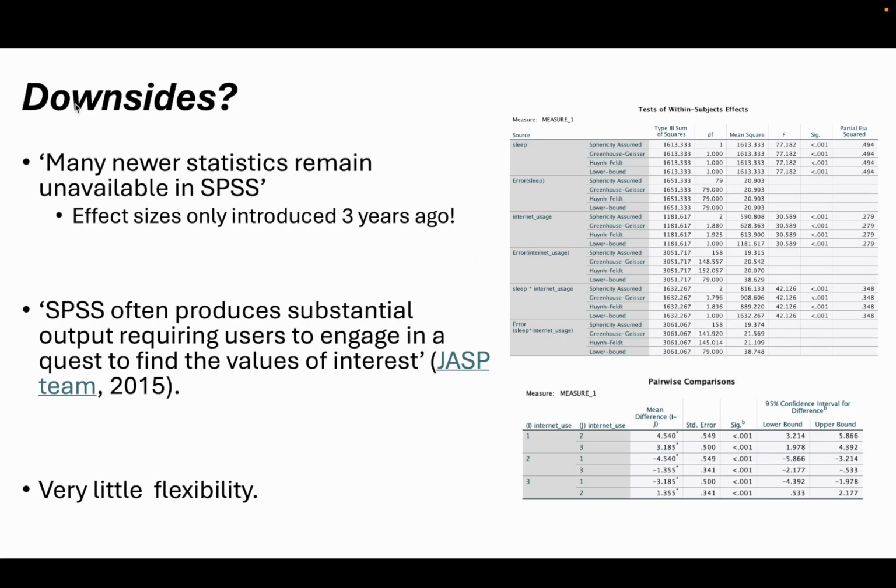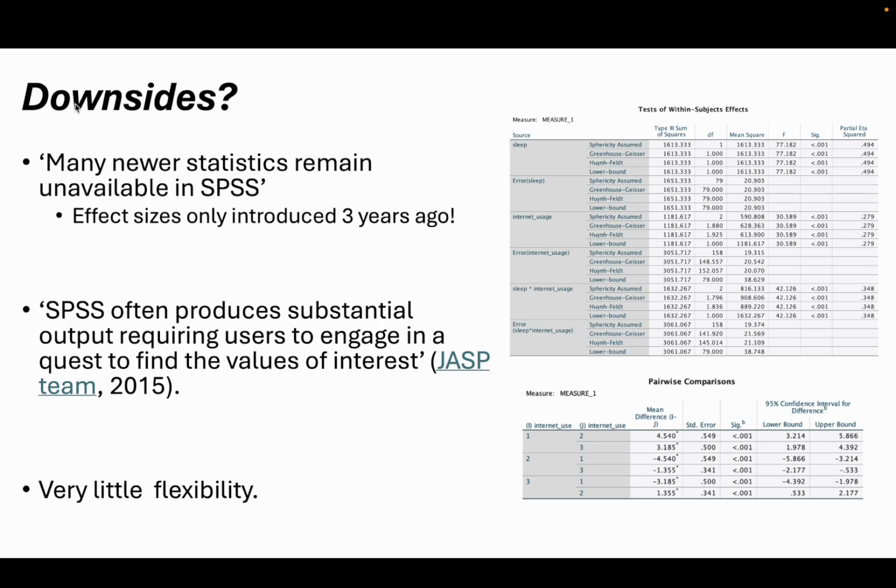Some of the downsides that have been noted then is, well, the first one is simply that neuro statistics are unavailable in SPSS. Shockingly, the button for effect sizes was only introduced three or so years ago. A lot of statistics will not be covered, and I'll show a slide on this a bit later on.